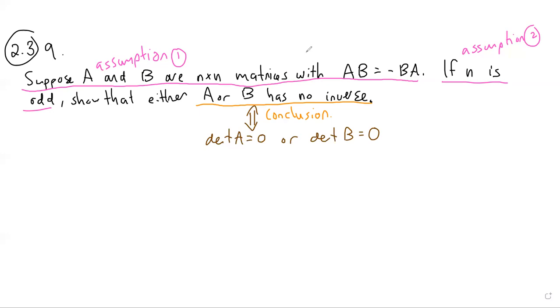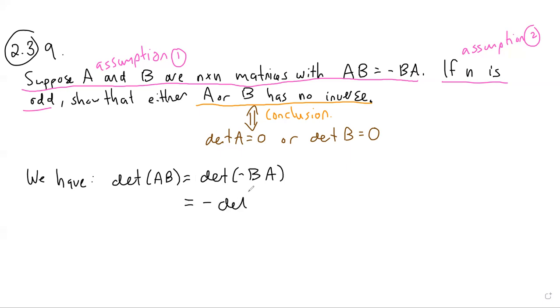We're going to just lose a whole bunch of information and look at the determinants of these. If AB is negative BA, then their determinants are the same. So the determinant of AB equals the determinant of negative BA. And as we know, it's not just as simple as saying negative the determinant of BA. We don't just get to pull scalars out like that. So that does not work. I'm going to just scribble it out in red. That's not the case.